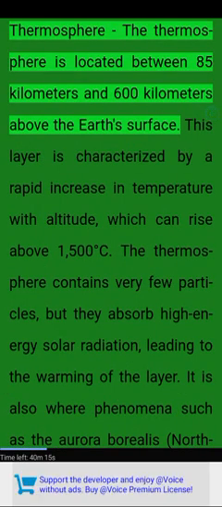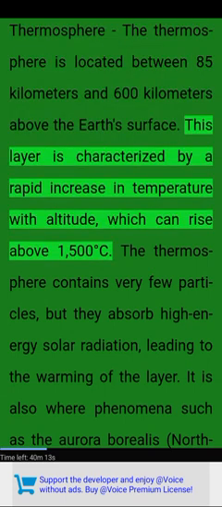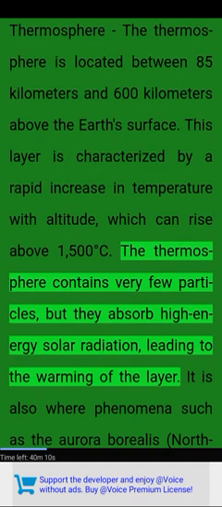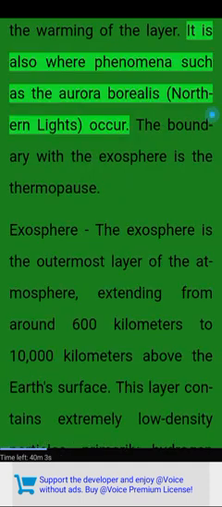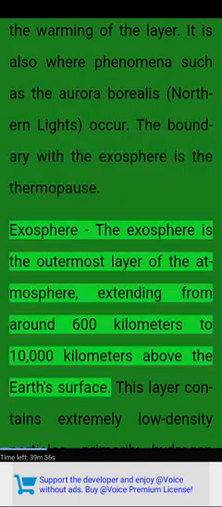Thermosphere. The thermosphere is located between 85 kilometers and 600 kilometers above the Earth's surface. This layer is characterized by a rapid increase in temperature with altitude, which can rise above 1,500 degrees Celsius. The thermosphere contains very few particles, but they absorb high-energy solar radiation, leading to the warming of the layer. It is also where phenomena such as the aurora borealis, northern lights, occur. The boundary with the exosphere is the thermopause.